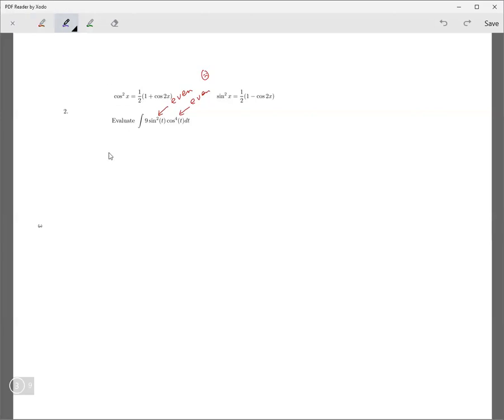So sine squared is this. I'm just substituting there. And then cosine, this is cosine squared, okay? So basically cosine to the 4th will be all of this squared.